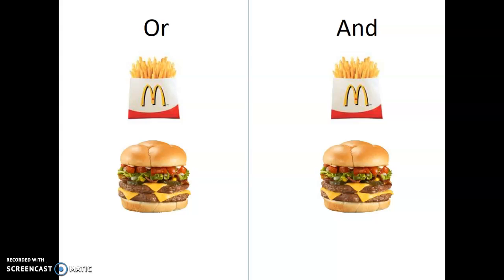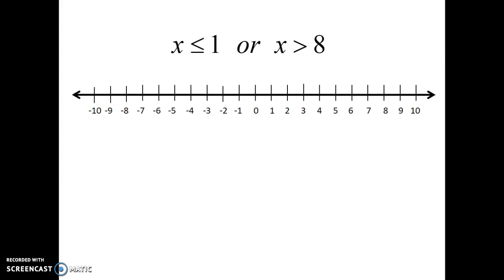Okay, so if we go back to our problem here, here's our inequalities that we solved. So we have a bracket at 1 going to the left. We have a parentheses at 8 going to the right. Now in an OR, it could be either one of these answers. Either one would make your inequality statement true.